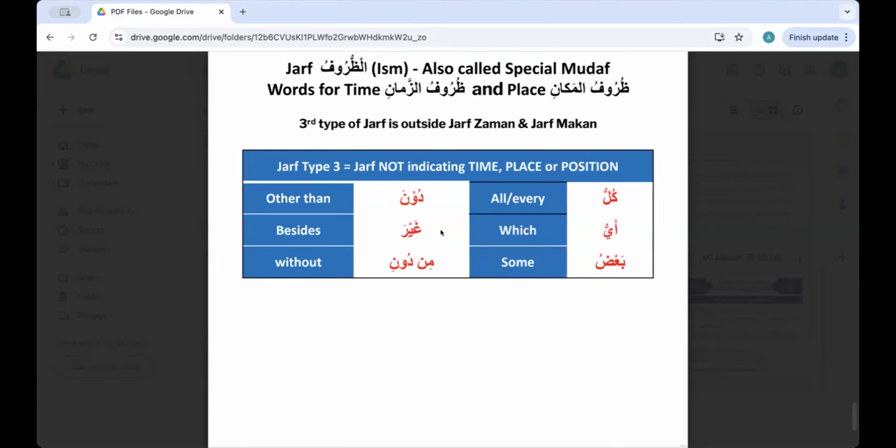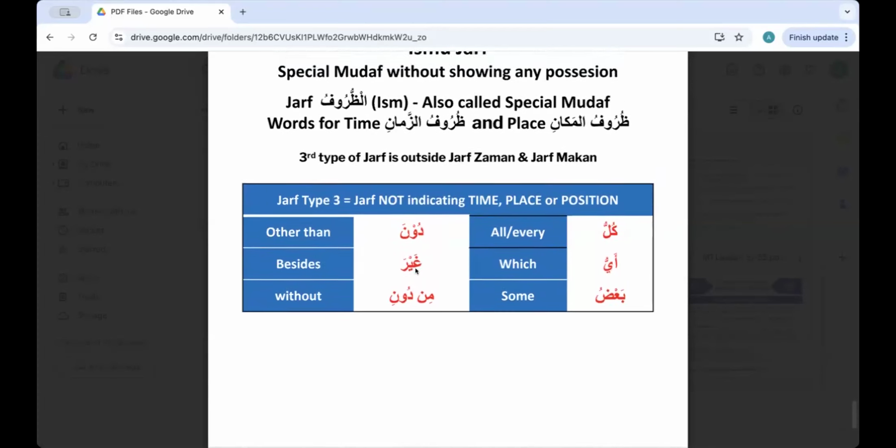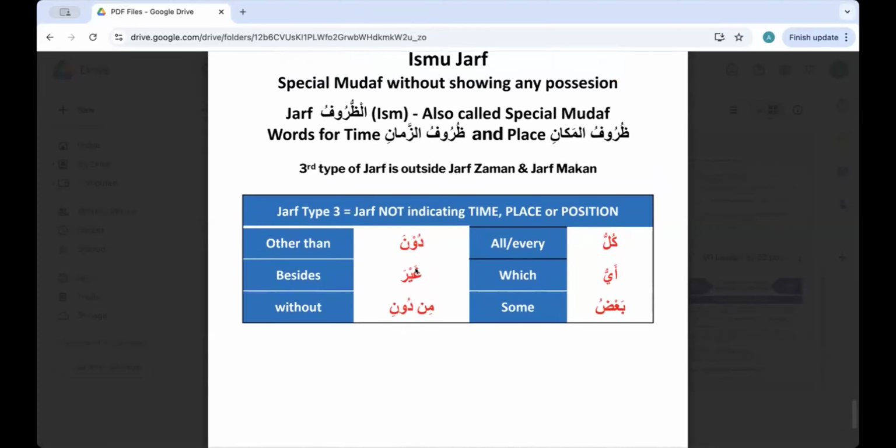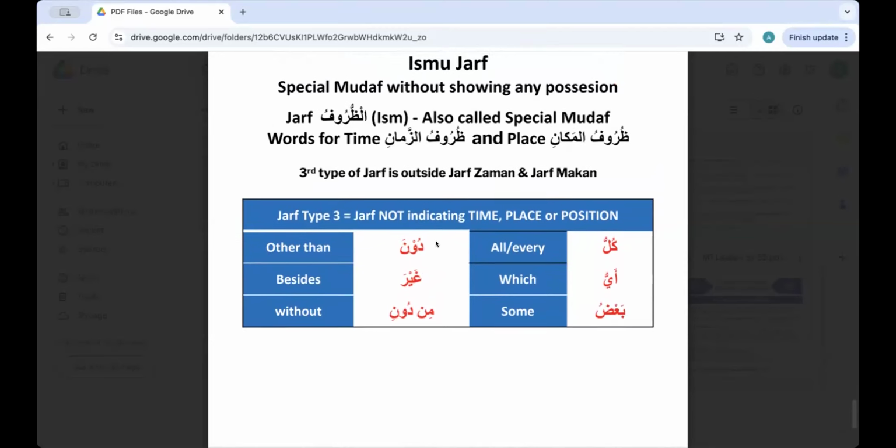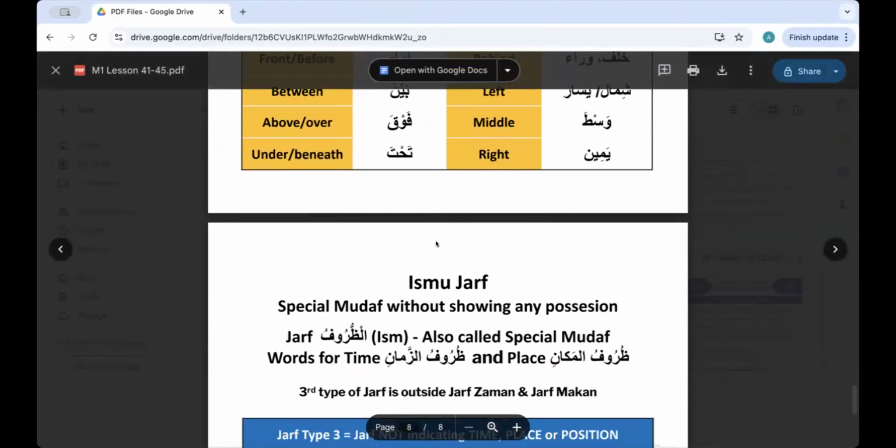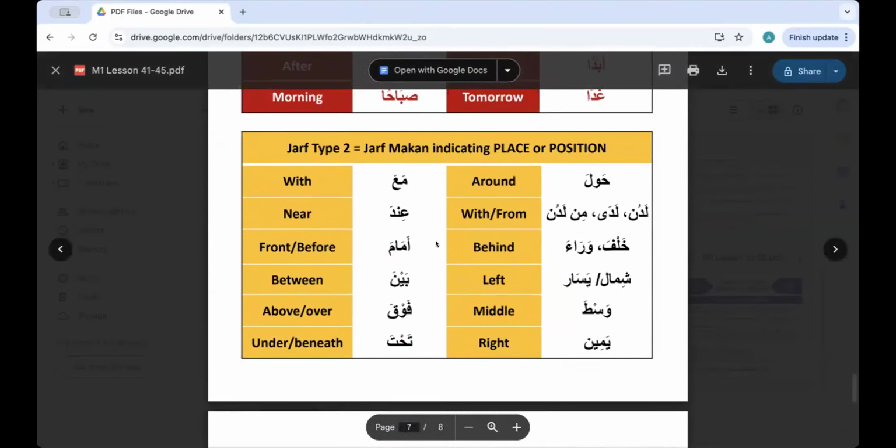Duna, other than. Ghair, beside. Min duni, without. So this is outside Zarf Zaman or Makan, indicating place or time. But there, they will come. Okay, I think this is all straightforward.